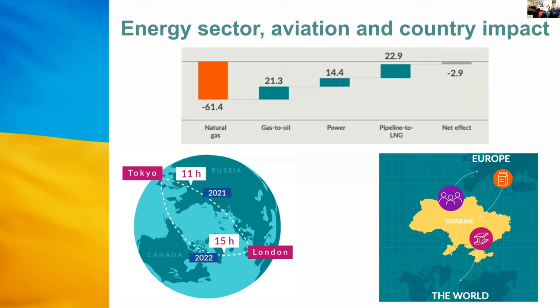Now, of course, the war has an impact on the economy as well, and Ukraine's economy shrank about 30% in 2022. But for example, steel production went down a whopping 70%. So of course, you will see the emissions of Ukraine going down.